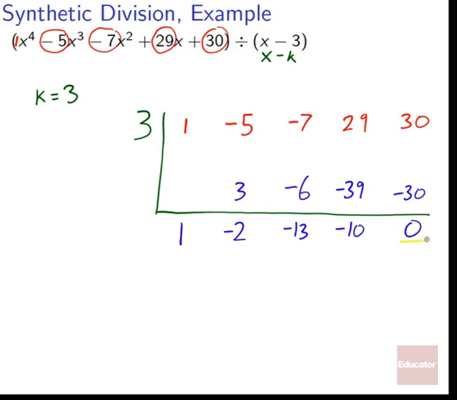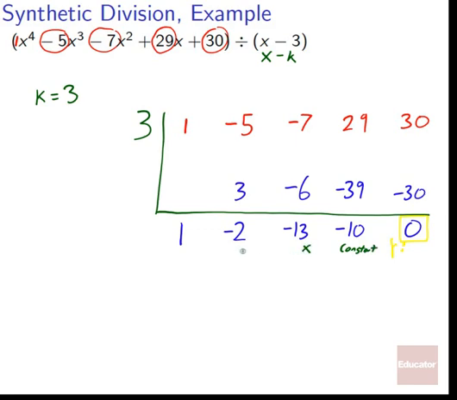Now remember, this very last one is our remainder, so our remainder is 0, so it went in evenly, which is great, because since we just did this with a polynomial long division and we saw it went in evenly, it better go in evenly here as well. So this is our constant right here, working from the right.